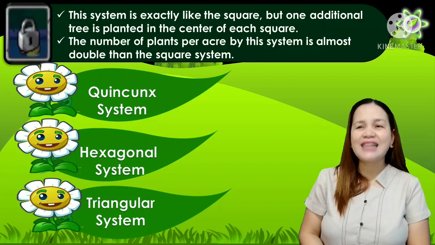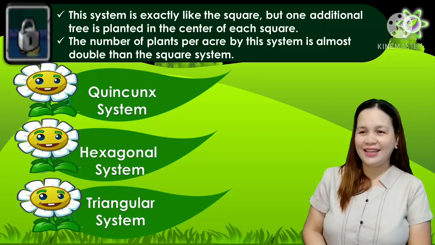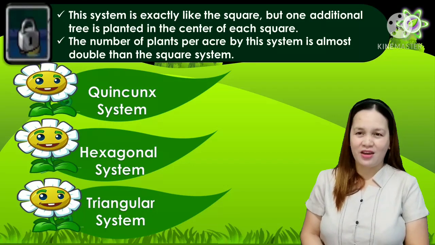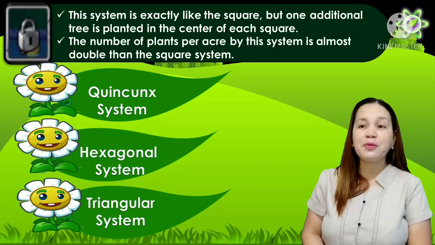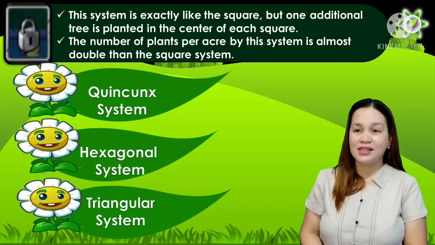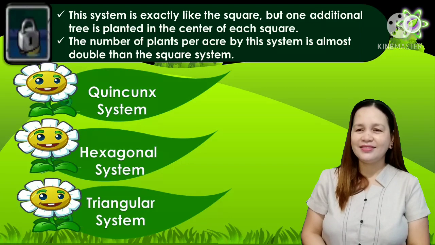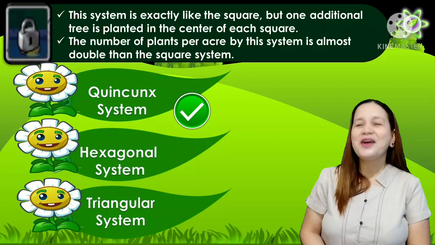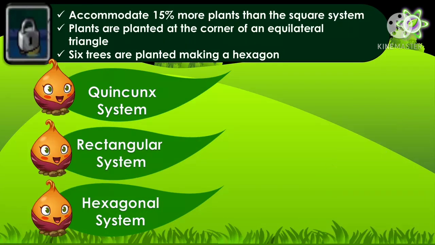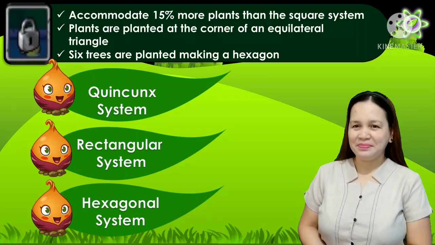Number 2. This system is exactly like the square, but one additional tree is planted in the center of each square. The number of plants per acre by the system is almost double than the square system. The answer is, yes, quincunx system.